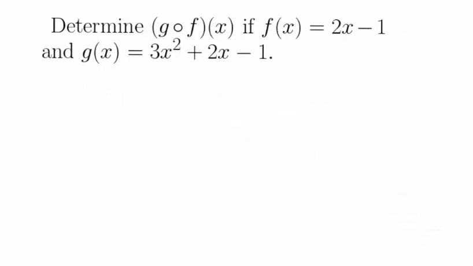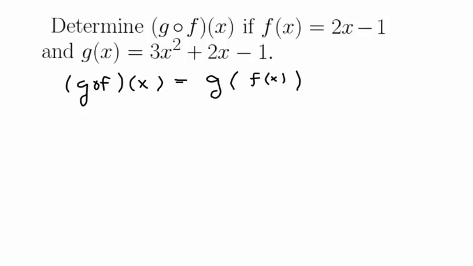Next, let's reverse the order of our function, so we're calculating the composed function g composed with f. In this case, we can think of it as taking the function g, and everywhere we see x in our function g, we're going to put in the function f of x. So g is 3x squared, so we'll get 3 times (2x minus 1) squared plus 2 times (2x minus 1) minus 1.